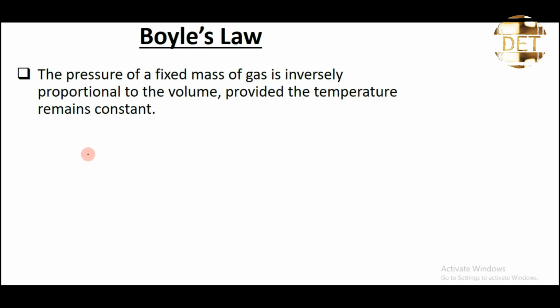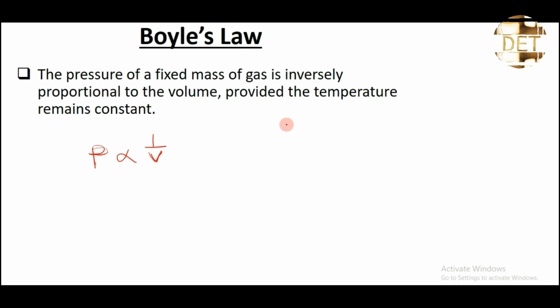Mathematically, the law states that P is inversely proportional to volume. That's P is inversely proportional to 1 all over V. That's what this law states. The pressure P of a fixed mass of gas is inversely proportional to the volume, provided the temperature remains constant.